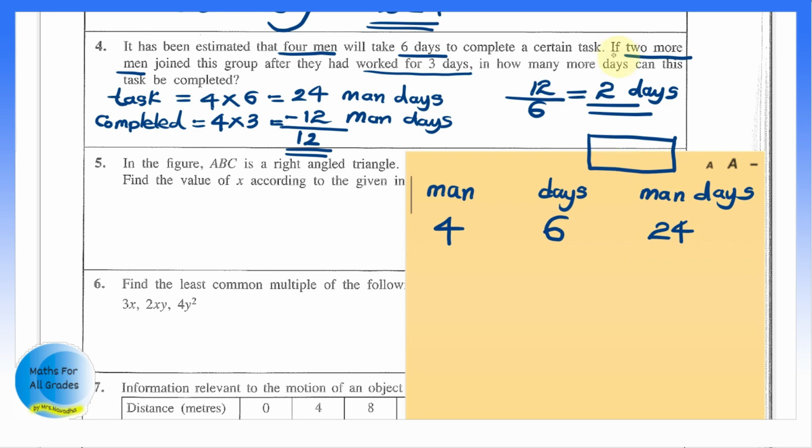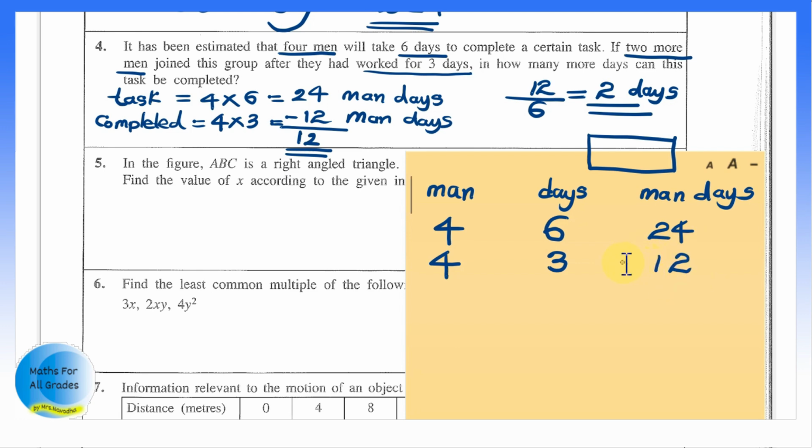Here it says if 2 more men joined this group after they had worked for 3 days. So there some work has been done. These 4 people worked for 3 days. How many people? 4 people worked for 3 days. So 4 times 3 equals 12. That means 12 man days are completed.